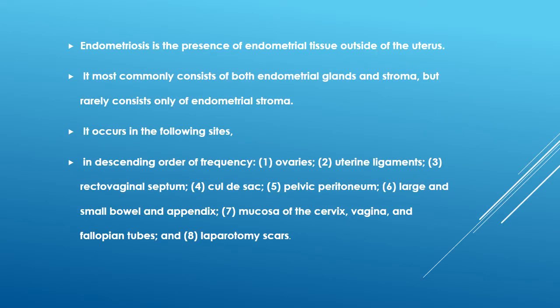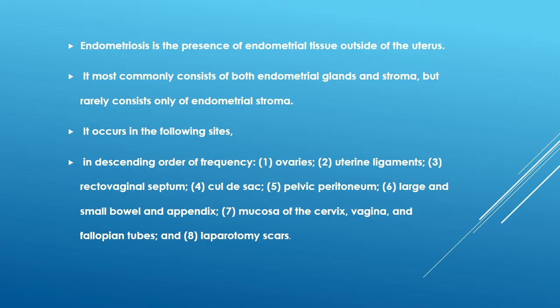Endometriosis. It is the presence of endometrial tissue outside the uterus. What do we mean by this? That we find endometrial glands or endometrial stroma outside the uterus. The normal place of endometrium is within the uterus, in the innermost layer of the uterus. But when we find this endometriotic tissue outside the uterus, you will say that it is a case of endometriosis.